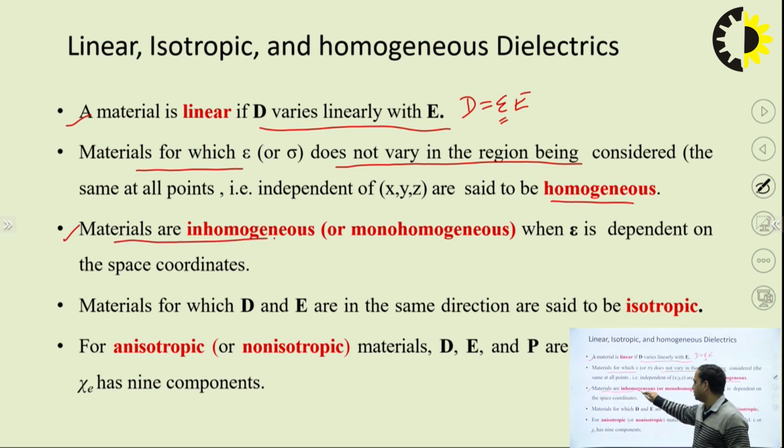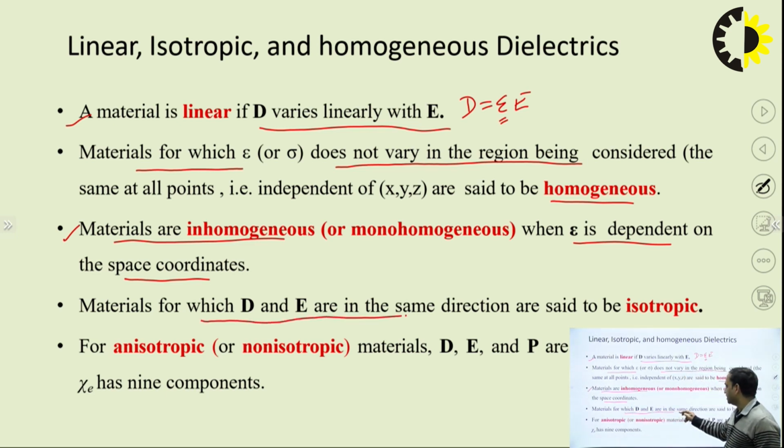So materials are inhomogeneous when epsilon is dependent on the space coordinates. It depends on whether we are moving into a Cartesian, cylindrical, or spherical coordinate system. In those systems, epsilon can change from one point to another point in a given area or space. Materials for which D and E are in the same direction are isotropic.